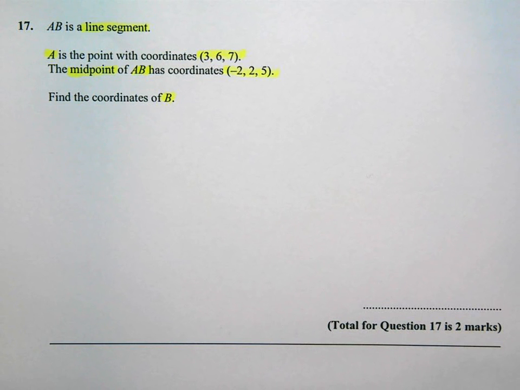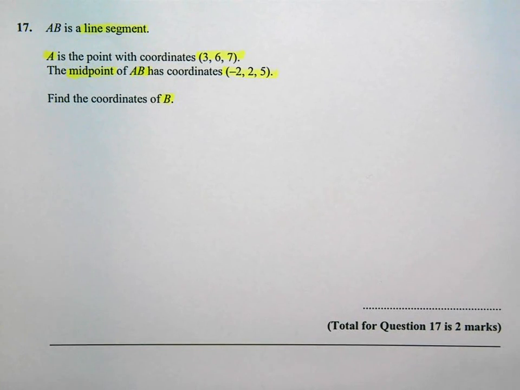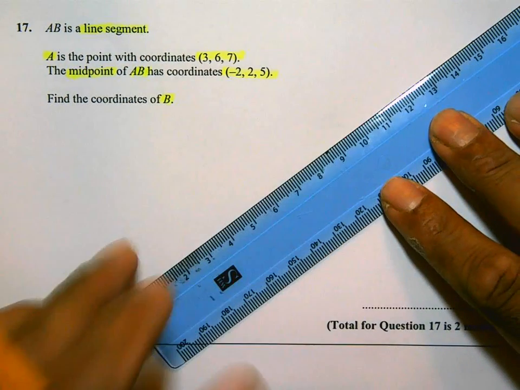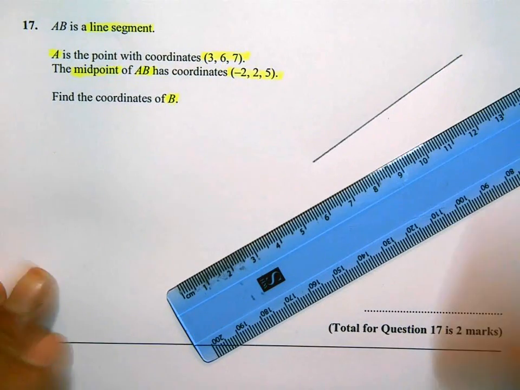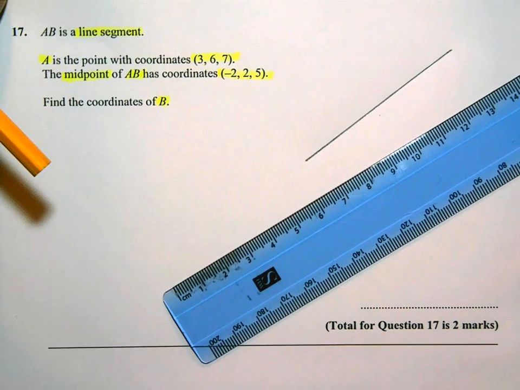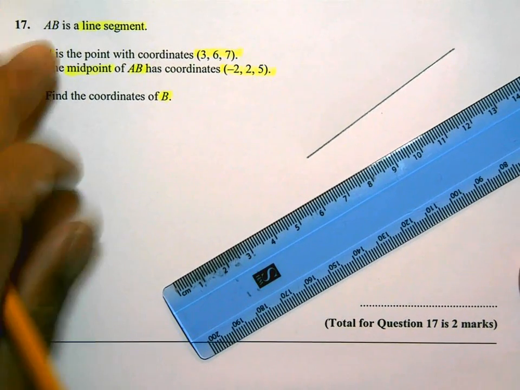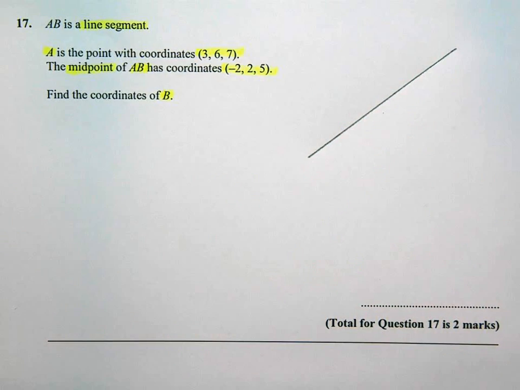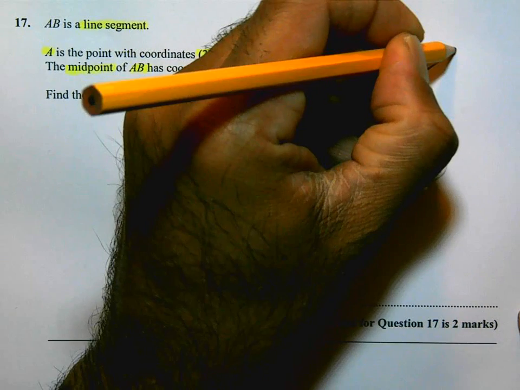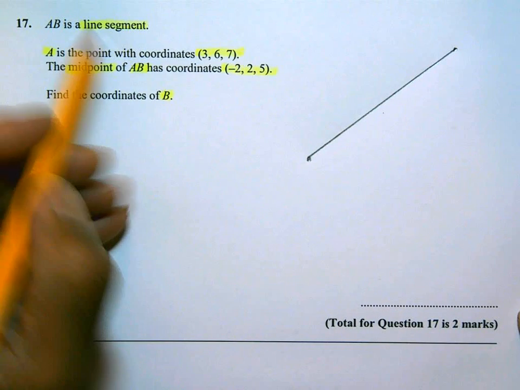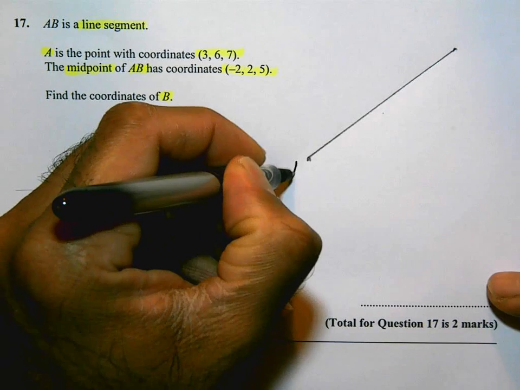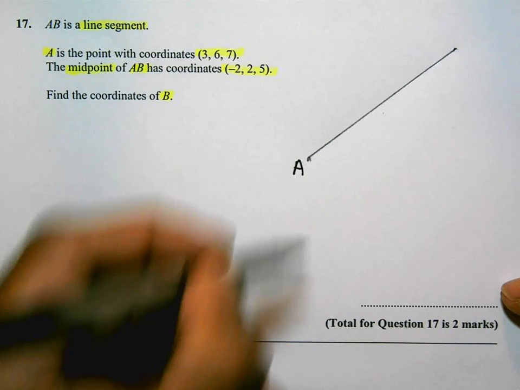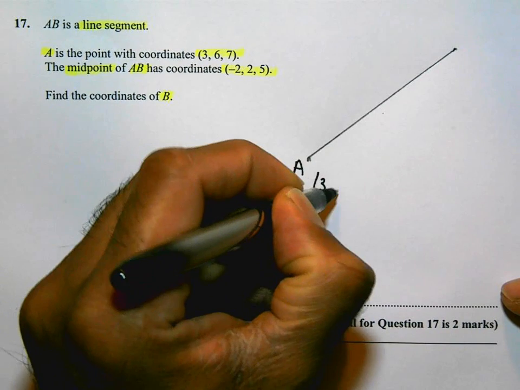Before, you got two coordinates and were asked to work out the midpoint of the coordinates. The midpoint is found by adding the x's, adding the y's, adding the z's, and then halving your answer to each. In this case, I'm going to draw a picture to try to show me what information I have. So this line is going to be representing the line joining A and B, that line segment. And A is going to be at one end, and I'm going to put A here. Ultimately, it doesn't matter. And A has coordinates 3, 6, 7.